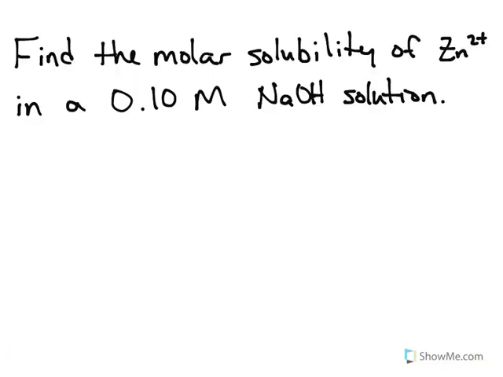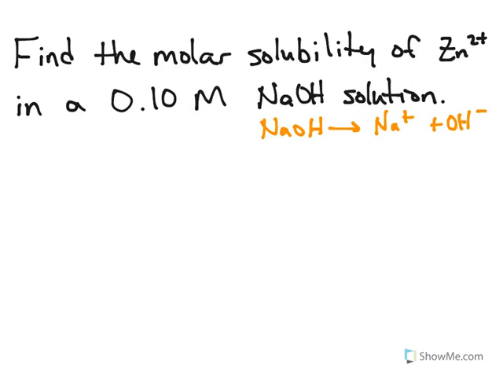But what if I wanted to find the molar solubility of zinc 2 plus in a 1.1 molar solution of sodium hydroxide? So we're not dissolving it just in water anymore, we're dissolving it in sodium hydroxide. But it's important to think about what this sodium hydroxide is going to look like. When it's dissolved, since it does have sodium, which is one of our soluble ions, this is going to completely dissociate into sodium ions and into hydroxide ions.